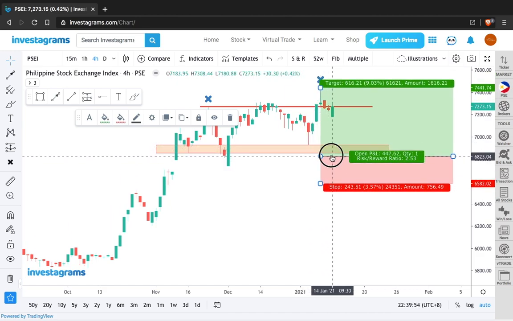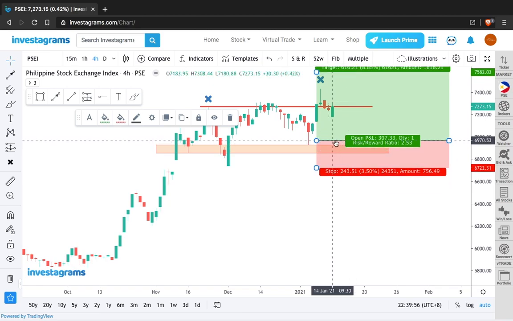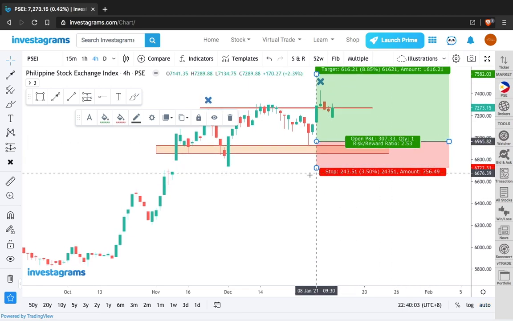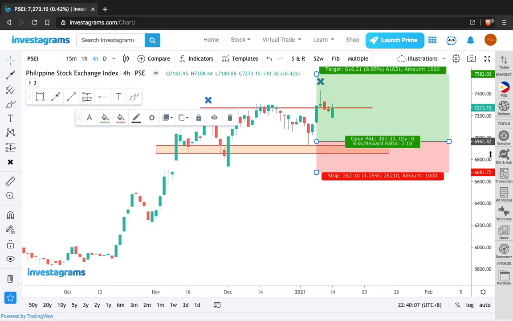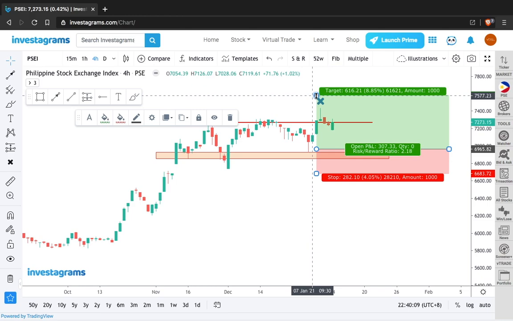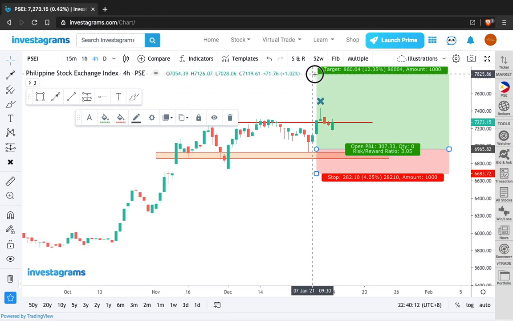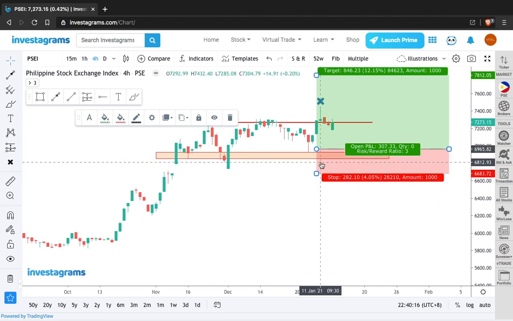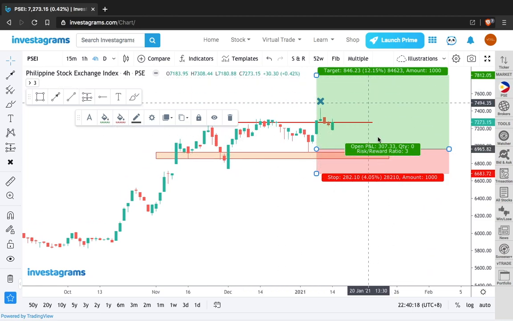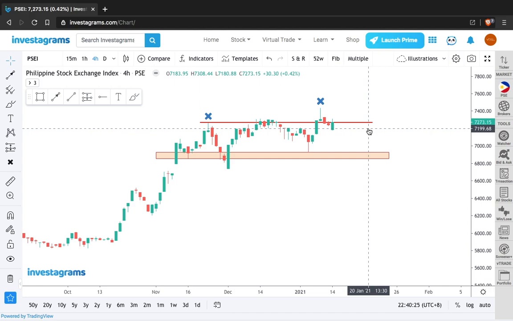So I plot the entry right here. It shows right here, let's say 6,900 entered there. I'm only risking maybe 3-4% on the downside, and then hoping to gain maybe a 2 to 3 risk reward right here. Let's say a 3 risk reward ratio. So yeah, I'm hoping for the prices to reach my target price. That's how I plot my target prices if I'm buying a stock.